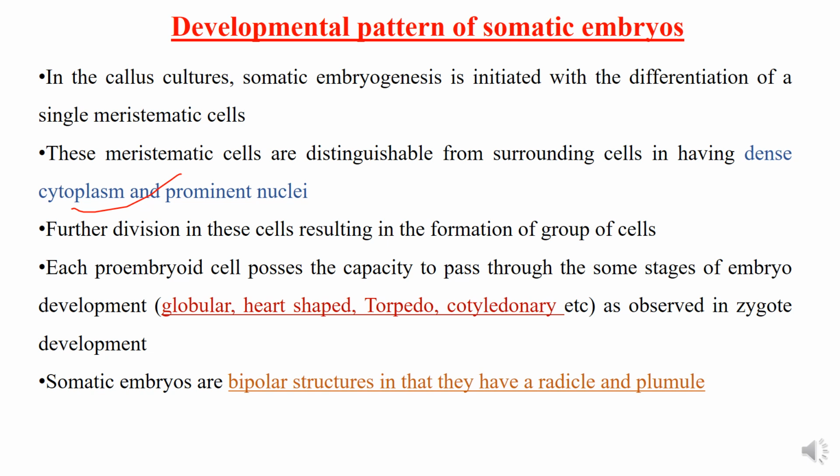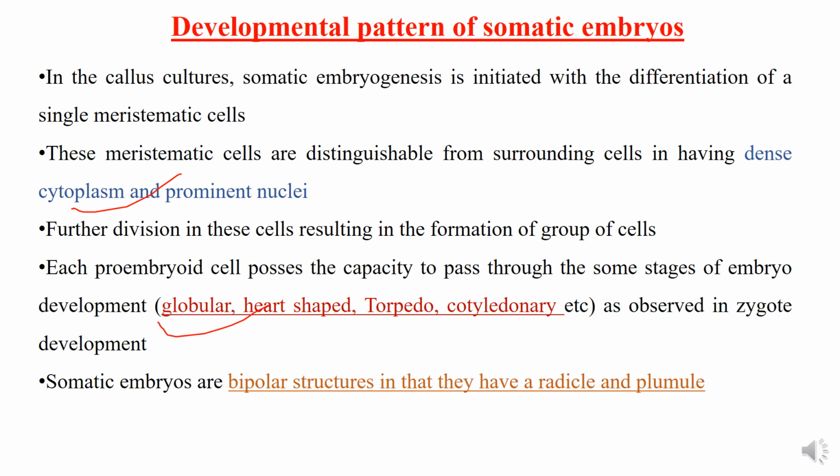Further divisions of these meristematic cells result in the formation of a group of cells, and each proembryoid cell possesses the capacity to pass through some stages of embryo development. That is, every proembryoid cell has the capacity to undergo stages like globular, heart, torpedo and cotyledonary, as usually observed in zygotic development. What we observe in zygotic development, we can observe the same thing here also.